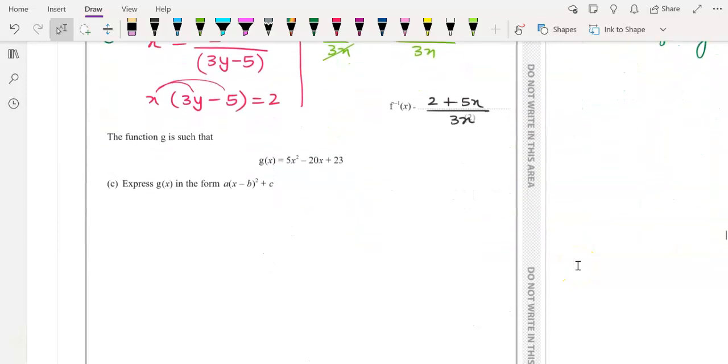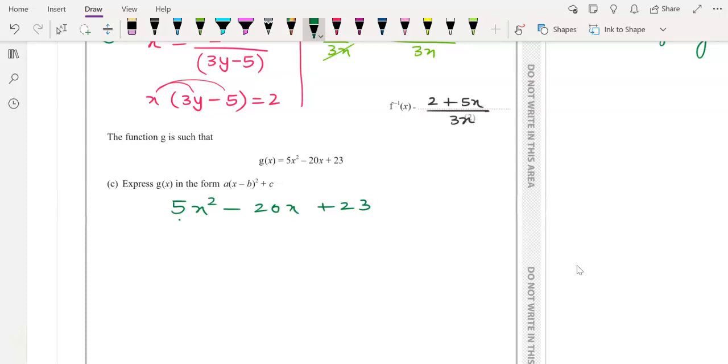Function g is such that g of x equal to 5x square minus 20x plus 23. Convert this into the form a into bracket x minus b whole square plus c, which is the vertex form. So you need to switch from standard form to vertex form. We can use the completing square method here. So you have 5x square minus 20x plus 23.